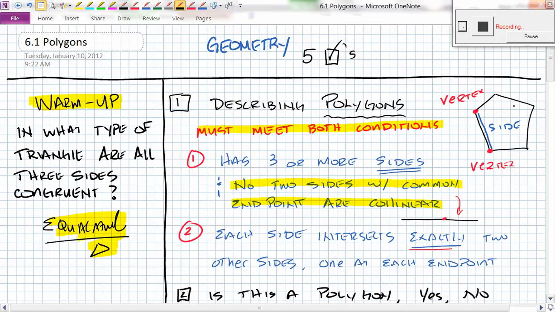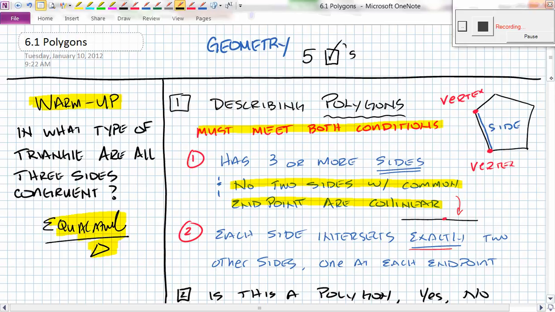So let me introduce the parts to it. A polygon has these edges here, which we call sides, and that's highlighted in blue for you. The points where the sides meet are called the vertex. So we have vertices, and we have sides. The sides have to be line segments, and the vertices are just points where they intersect.